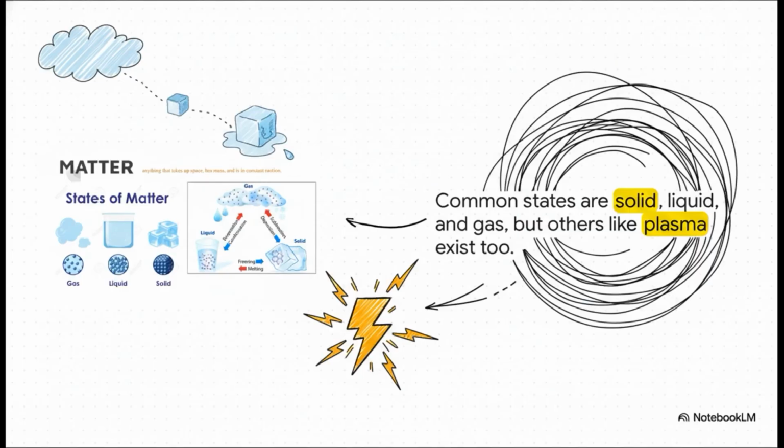And you've seen matter in all its different moods, right? We call them states. You've got solids, liquids, and gases. Think ice, water, and steam. It's all the same stuff, H2O, just with its particles vibrating at different speeds. And it doesn't even stop there. You get crazy stuff like plasma. That's what lightning and the sun are made of.